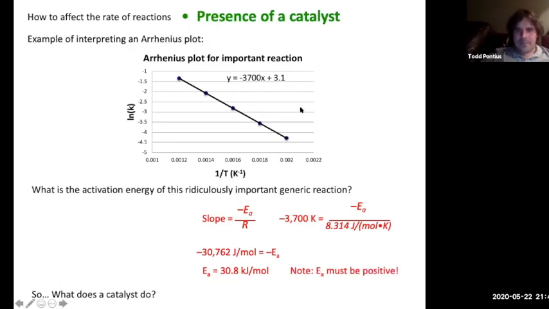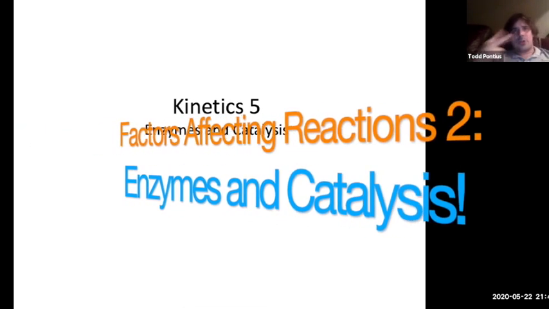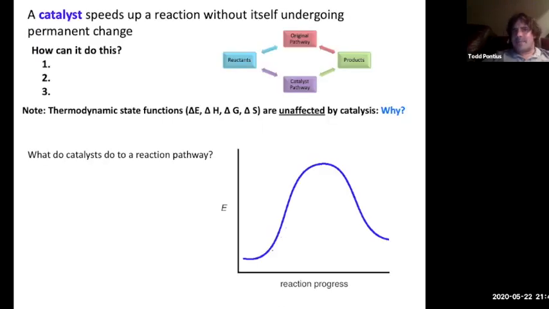So what is it that a catalyst does? Let's find out. Factors affecting reactions, part 2, enzymes and catalysis. We've talked about catalysts before. We saw them in mechanisms. We identified them as those chemical entities that are used up in an earlier step and then made again subsequently in a reaction. So there's no net change in them.